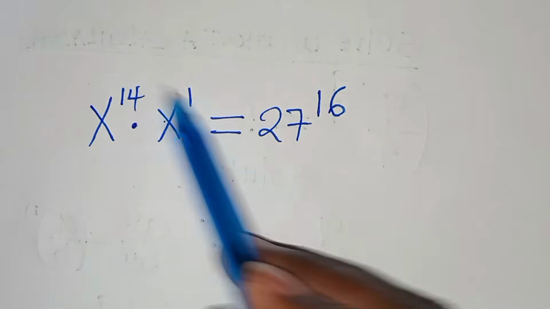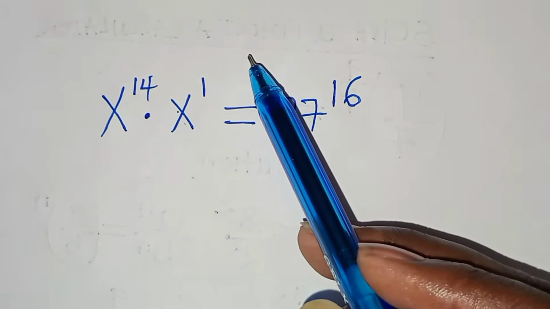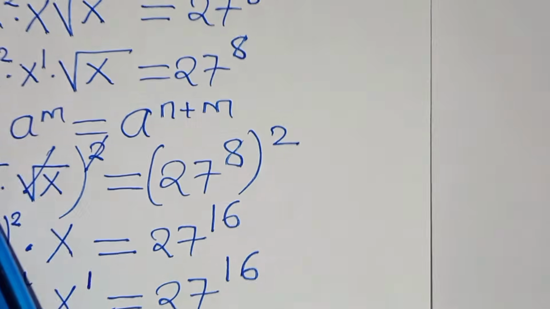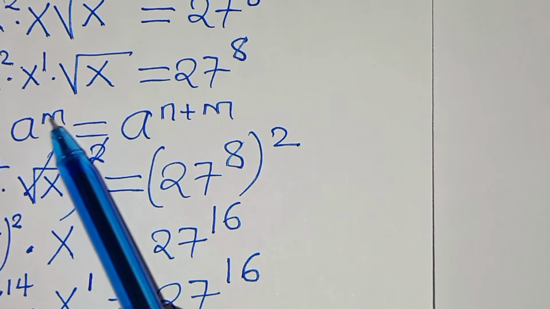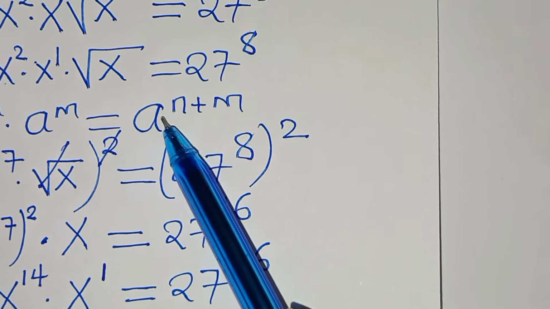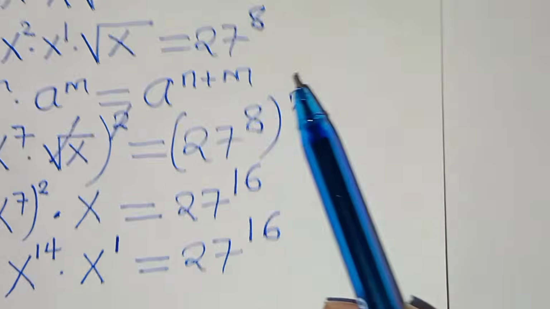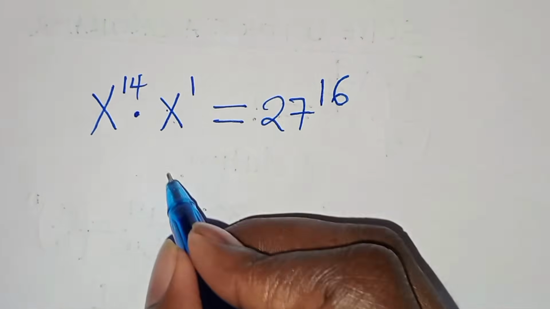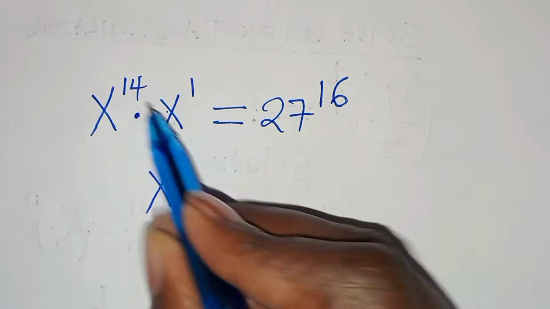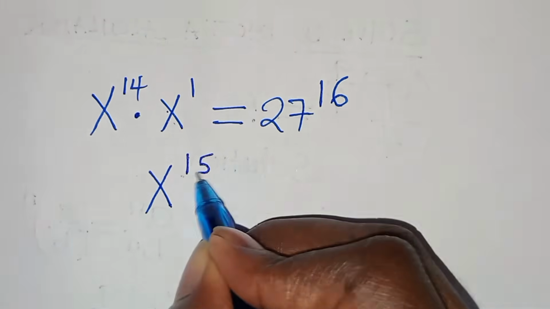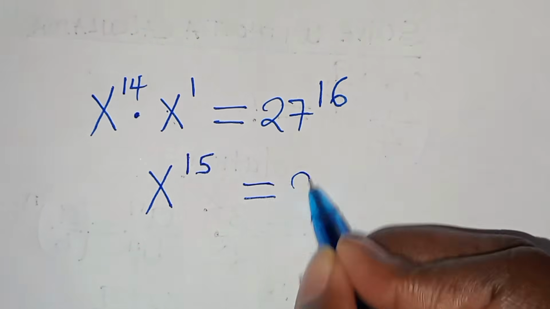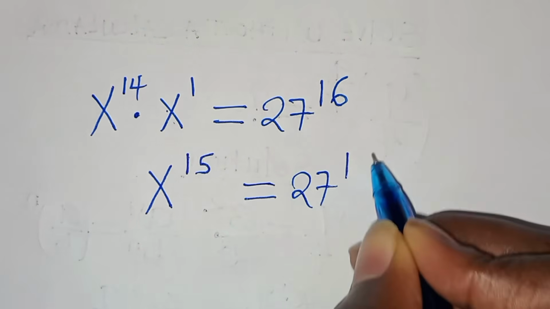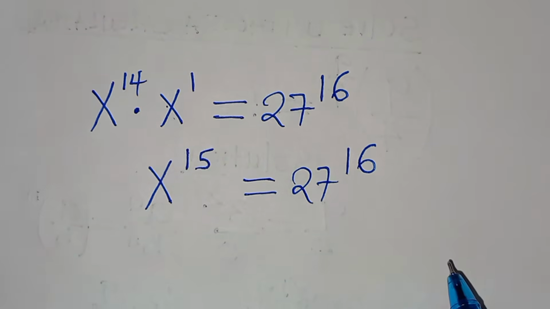Now x to the power of 14 times x to the power of 1, this is in the form of a to the power of n times a to the power of m, which we can express as a to the power of n plus m. This implies here we have x to the power of 14 plus 1, this is 15, and this is equal to 27 raised to the power of 16.